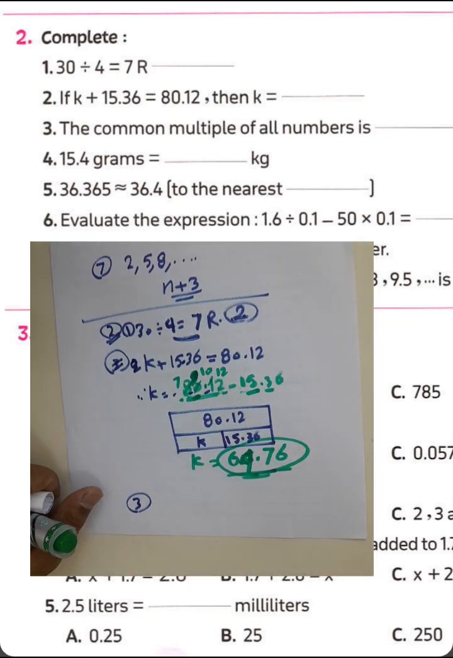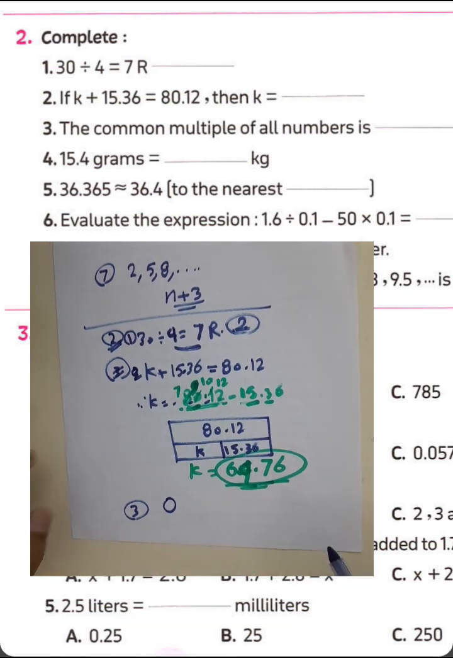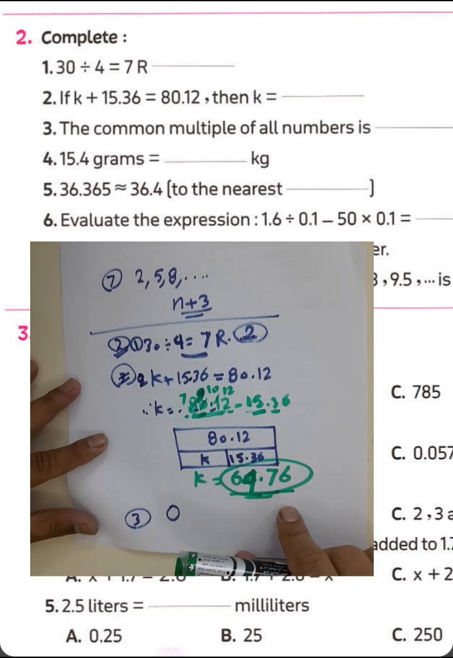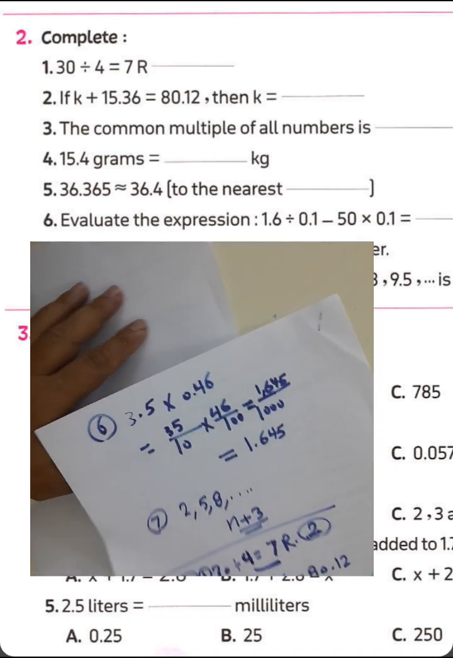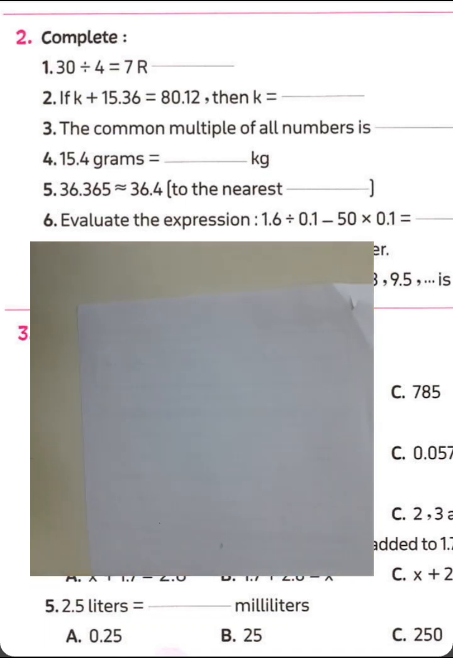Okay, look here, the common multiple of all numbers will be 0, because 0 can be divided by any number, and 0 divided by itself, we can find it. Next question, number 4.